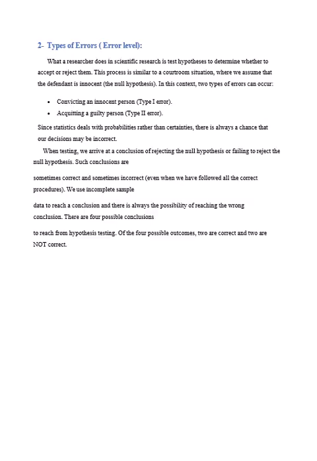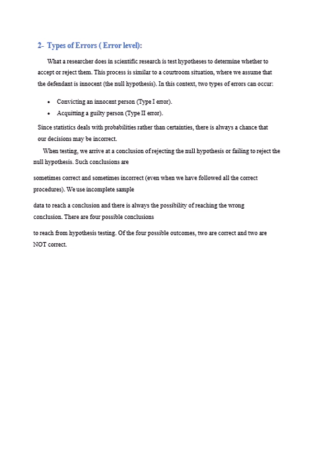2. Types of errors, error level. What a researcher does in scientific research is test hypotheses to determine whether to accept or reject them. This process is similar to a courtroom situation, where we assume that the defendant is innocent, the null hypothesis. In this context, 2 types of errors can occur. Convicting an innocent person, type 1 error. Acquitting a guilty person, type 2 error.